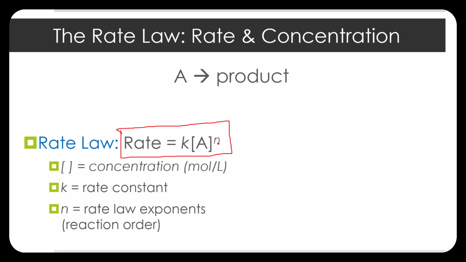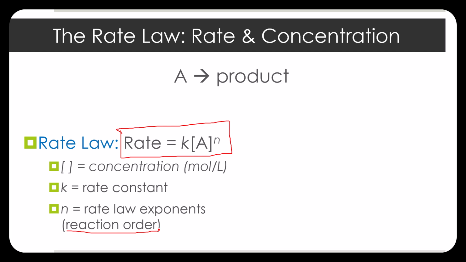This last thing we have here is this rate law exponent. We'll refer to it as the reaction order. The reaction order will be determined experimentally. So in the next video, we're going to look at how we determine the value for that. Is it a 0? Is it a 1? Is it a 2? So we'll talk about how we determine that.